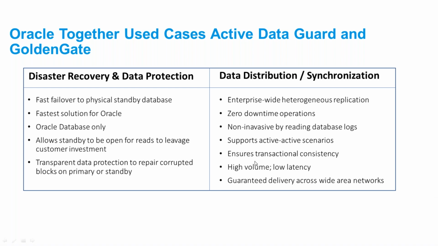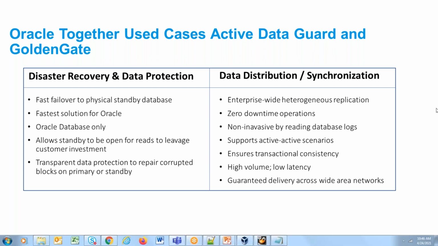Now, the transaction which gets committed first gets applied on the target database first. So the transaction gets applied on the target database in Golden Gate in commit sequence number order. By commit sequence number, we mean that the transaction which gets committed on the source first will be applied on the target database first.